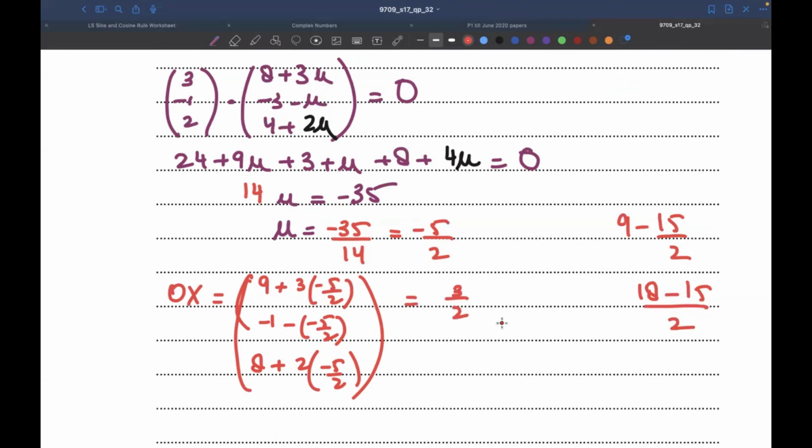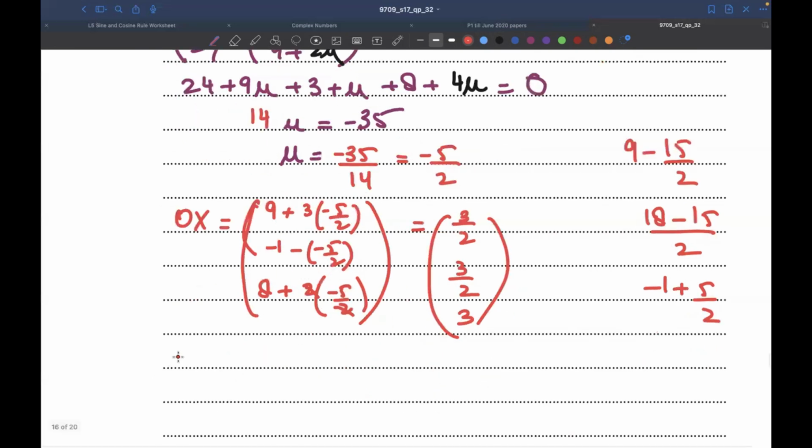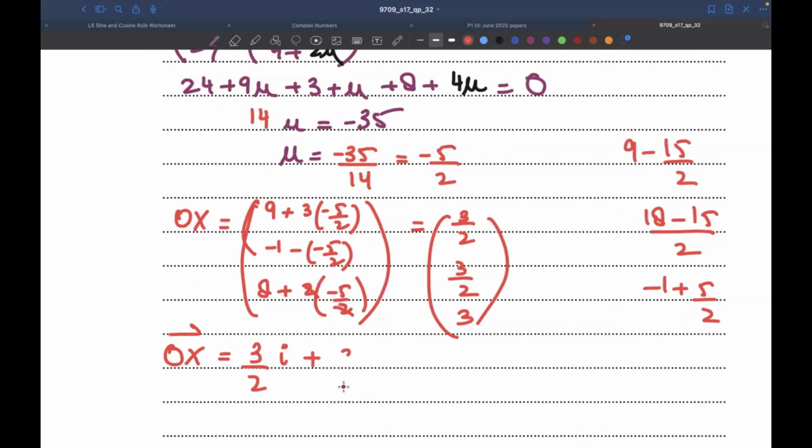So what we have now, these will be the coordinates of OX. Minus 1 plus 5 upon 2, that will become minus 2 plus 5 is 3. So that will become 3 upon 2. And 8, this minus 5 will become 3. So the coordinates of OX, we can write it as 3 upon 2 i plus 3 upon 2 j plus 3k.